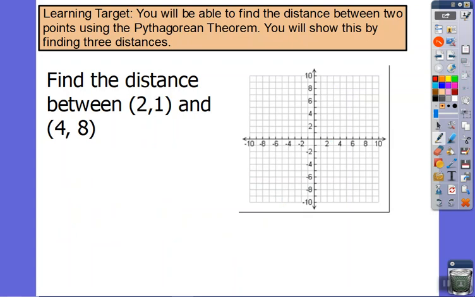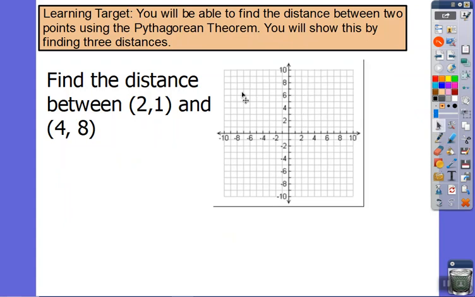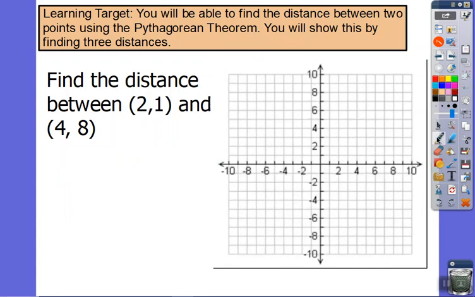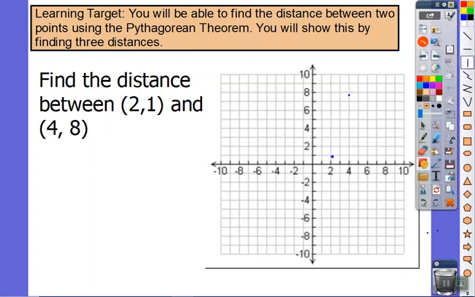But on our next one here, find the distance between (2, 1) and (4, 8). Those two are not in a row. Let me see if making this bigger makes it a little easier to use. Okay, so first dot is at (2, 1). Over to 2, up to 1. Over to 4, up to 8. And then we're going to connect those. I'll use my nice connector tool here.